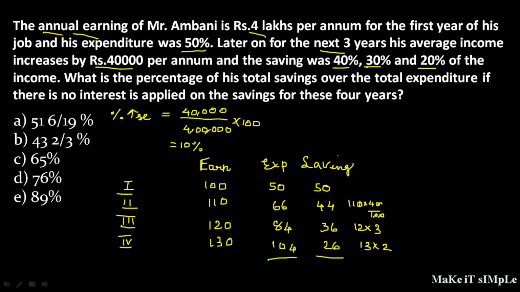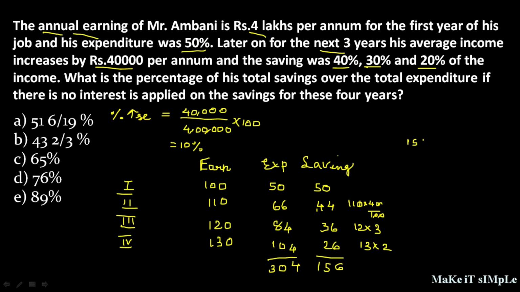What will we be getting? 6 plus 4 is 10, 10 plus 4 is 14, then 5 plus 1 is 6, 12, 12 plus 8 is 20. So 0, then 2 plus 1 is 3. In savings we will be getting 6, 6 is 12, 12 plus 4 is 16, then 5 plus 1 is 6, 6 plus 4 is 10, 10 plus 5 is 15. Okay, then what they are asking is the percentage of total savings over total expenditure.